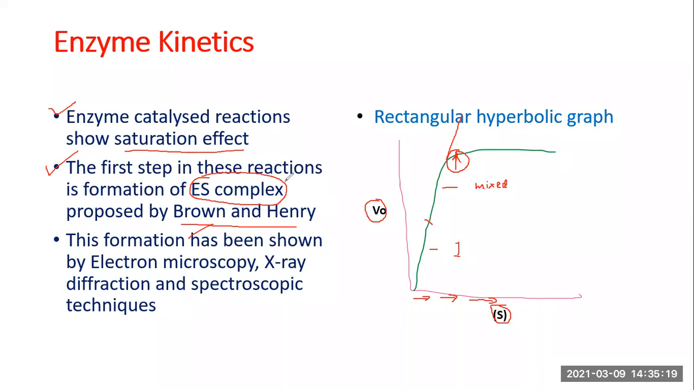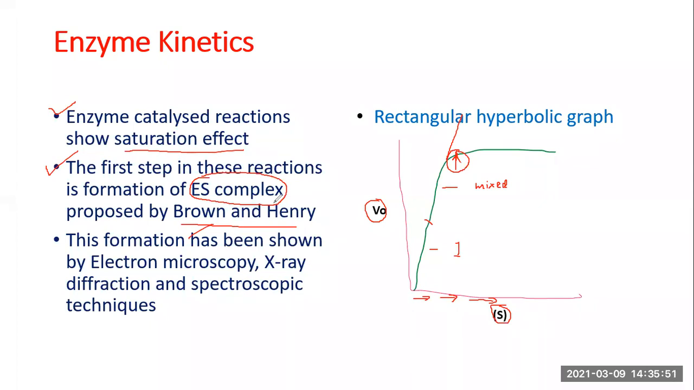Because it takes some time for the complex to be formed, then processed, the product to be formed and the enzyme to be released, all enzyme catalyzed reactions show this kind of saturation effect, because you have a certain, definite quantity of enzyme in the reaction medium. Whatever enzyme quantity you have used has all been used up over here. So if you want to see a further increase in the rate of the reaction, then at this point you have to add the enzyme. Enzyme has become the limiting factor.